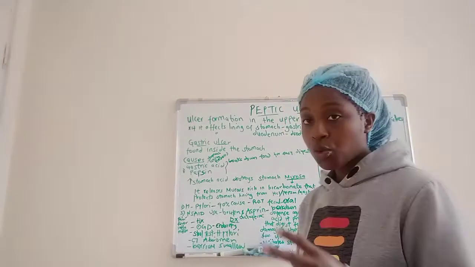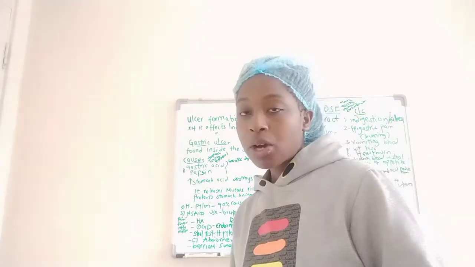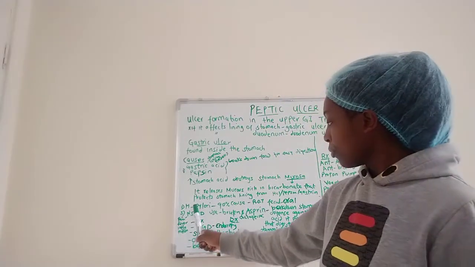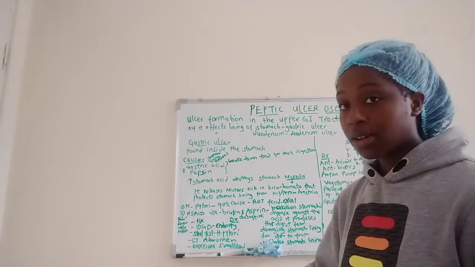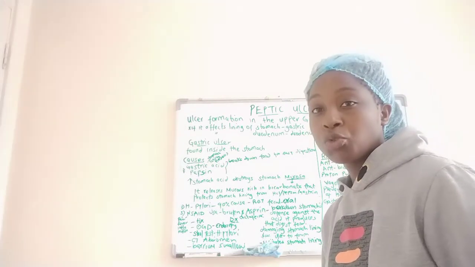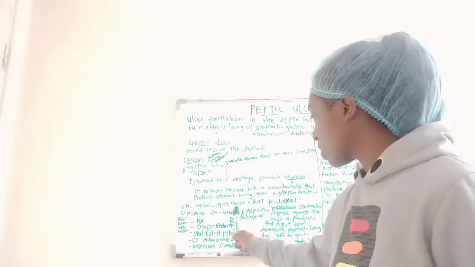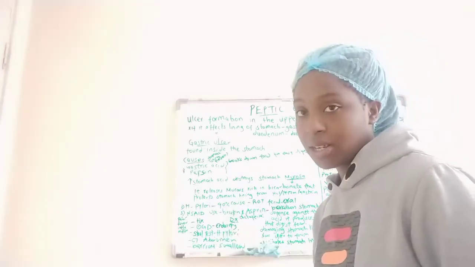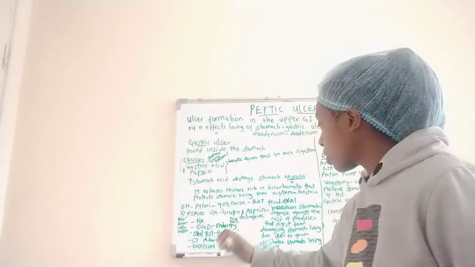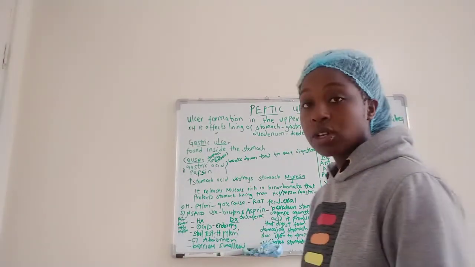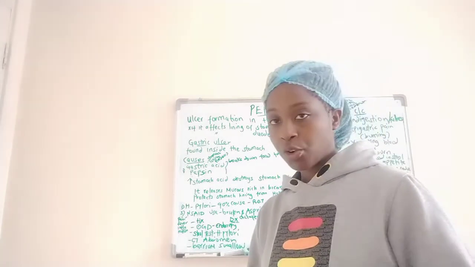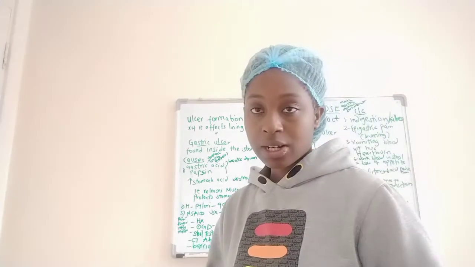So, what are the causes of peptic ulcer disease? We have two common causes. Number one, we have a bacteria called H. pylori. H. pylori is a bacteria that is known to cause 90% of all peptic ulcer disease. Its route of transmission is through fecal to oral. We discussed that last time.